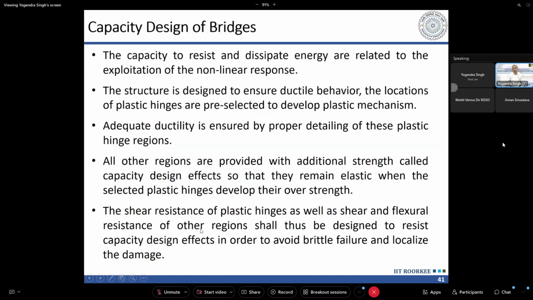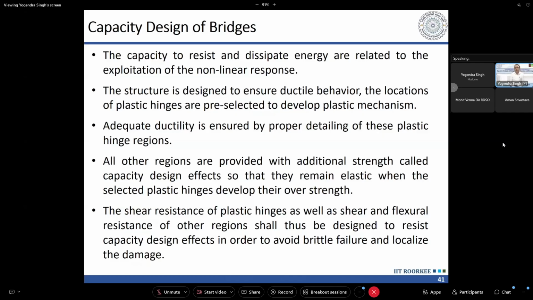And all other regions, all other components within the bridge or the structure, should be stronger than, not the earthquake, but stronger than the piers, so that those remain elastic. And within piers also, we have to avoid the shear failure, because RCC members are ductile only in flexure. As we have seen in case of columns, when the axial load comes, the ductility reduces. That's why the ductility of a bridge is much less than the ductility of a building, although both are properly designed.